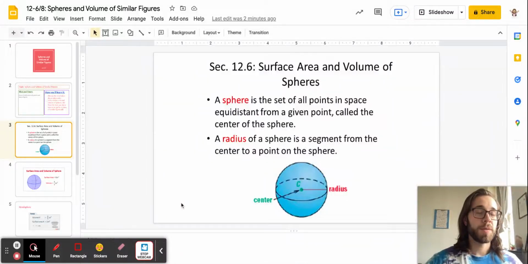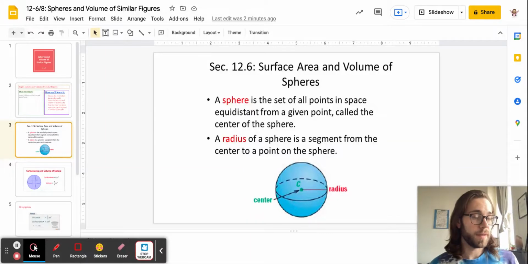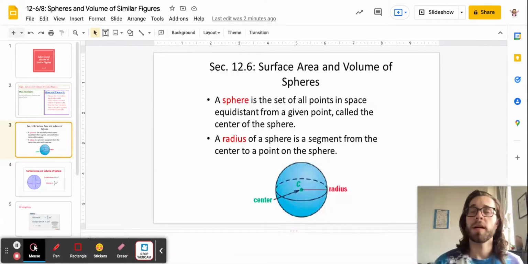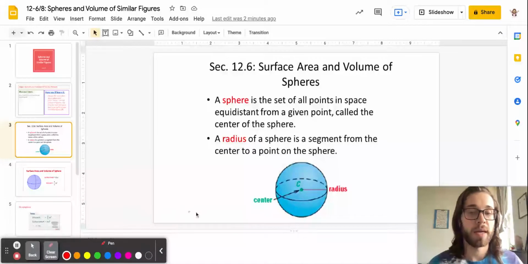Hi everyone, just wanted to take a minute to talk a little bit about the surface area and volume of spheres. So a sphere is kind of like the three-dimensional version of a circle. It is the set of all points in space that are equidistant from a given point, which we are calling the center. As always, it has a radius, which goes from the center to any point on the sphere, and all the way across would be the diameter.